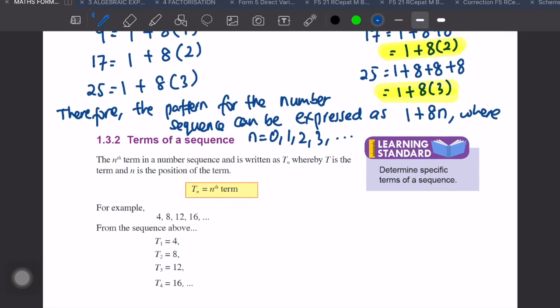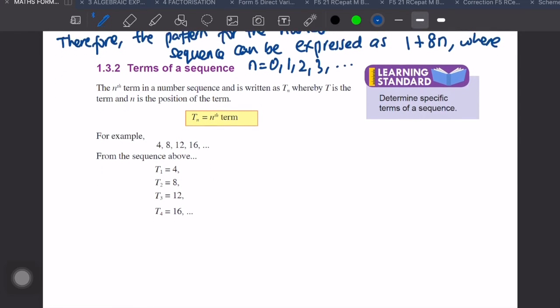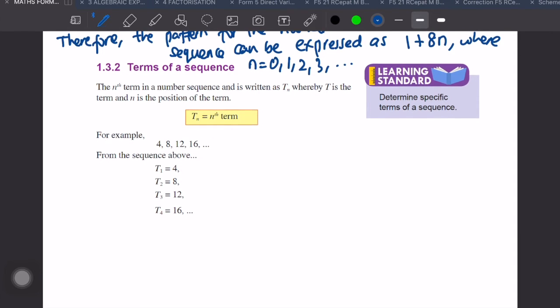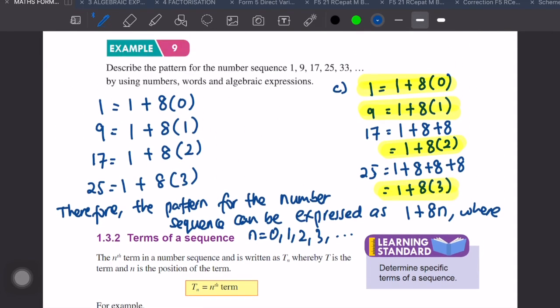Okay, we continue with the next subtopic: terms of a sequence. The learning standard is to determine a specific term of a sequence. Before that, I want to go back to the previous one.